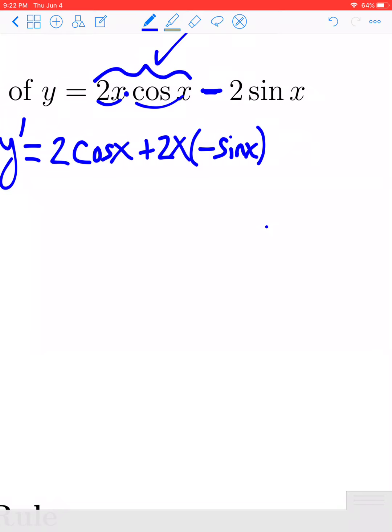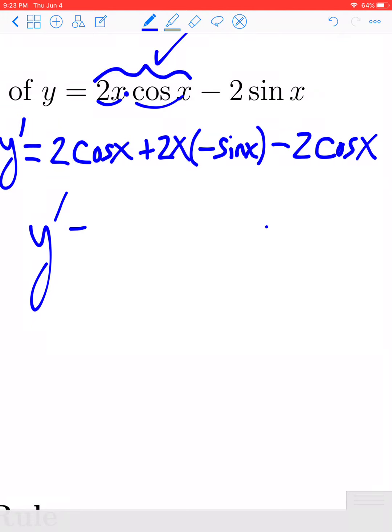Minus 2 sine x, even though this is a product, you can think of it as the product of negative 2 and sine of x, but the negative 2 is really just a constant. And so we can use nothing more than the constant multiple rule to say that it's going to be the constant, so leave the negative 2, and then multiply it by the derivative of sine, which is going to be the cosine of x.